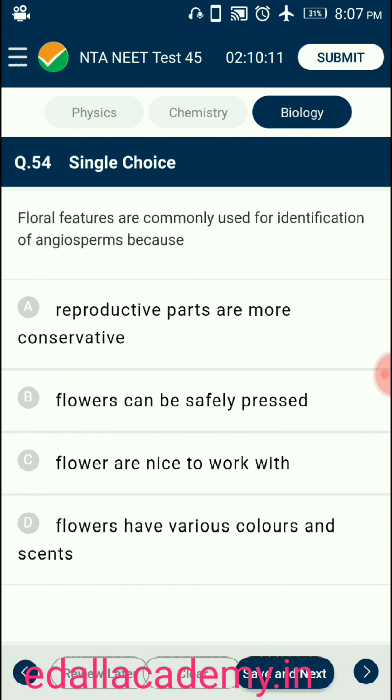Question number 54. Floral features are commonly used for identification of angiosperms because floral features are more used for classification of angiosperms as they are more conservative. They are stable and not affected by changing environmental conditions. So the correct option is A. Reproductive parts are more conservative.